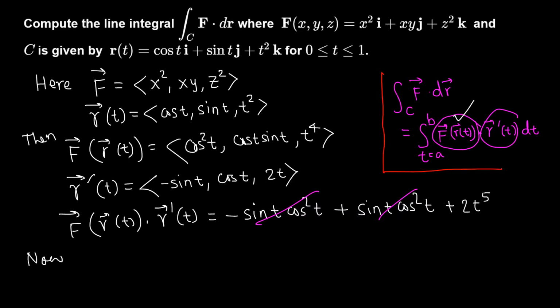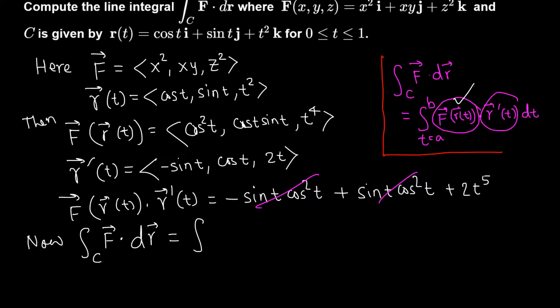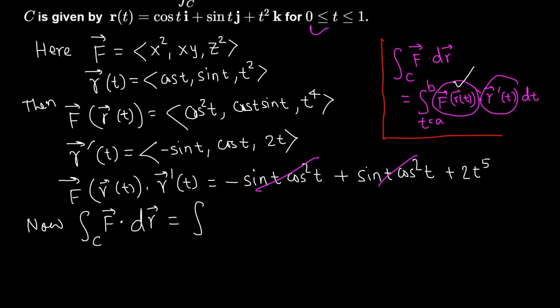So now this line integral over C of F dot dr is the same as the integral over t, and t ranges from 0 to 1, so 0 to 1, and we found this dot product, and we just found that it is 2t to the fifth, dt.